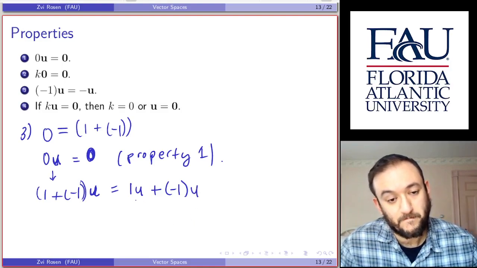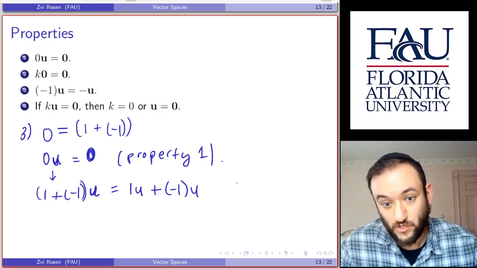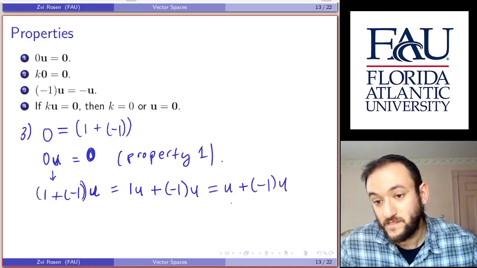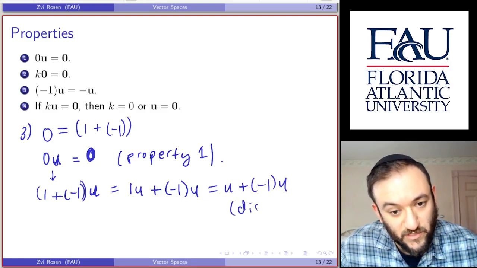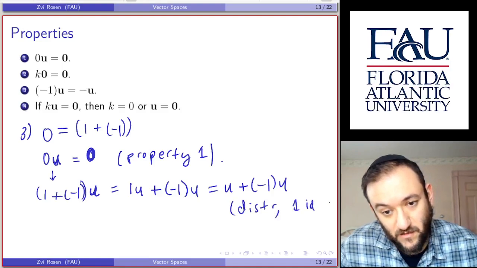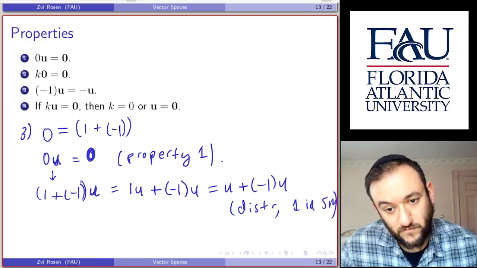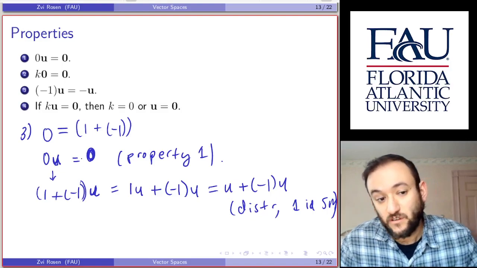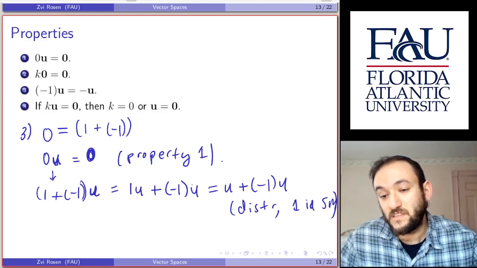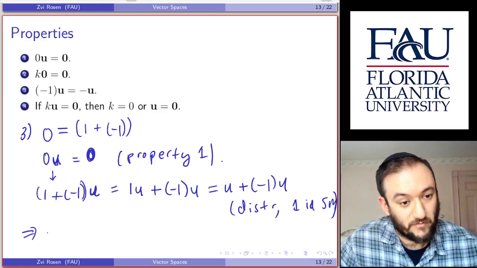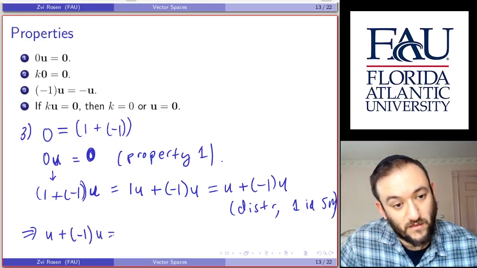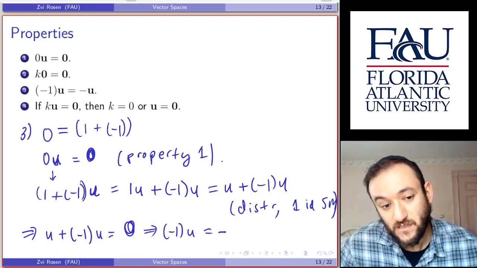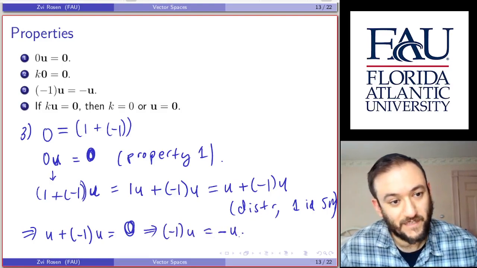Okay. We know that 1u is just u by virtue of the fact that 1 is the identity. So this comes from distributivity, and that 1 is the identity for scalar multiplication. So what we learn is that 0 times u, which we saw earlier is equal to 0, is also equal to u plus minus 1 times u. This implies that u plus minus 1 times u equals the 0 vector, which means that minus 1 times u is the additive inverse of u. Okay? And just one more.